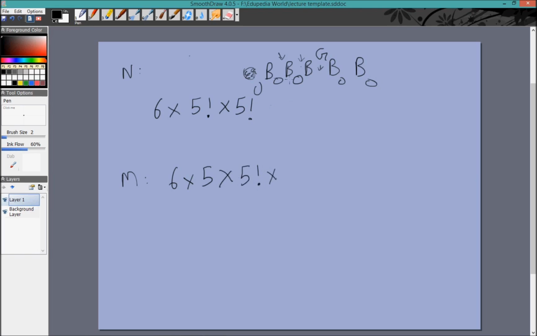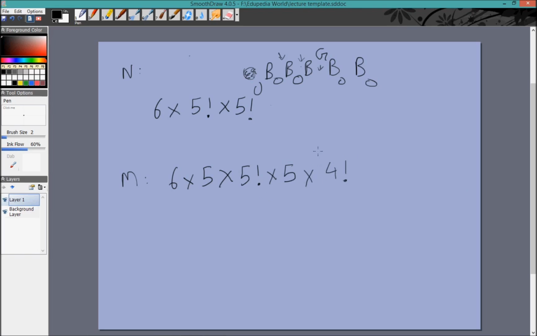Now let's look at the girls. We had 5 girls and we took one and put it separately. So we could have chosen one of 5 girls to separate from the others. So there are 5 choices for that. And once we've done that, the other 4 girls can be arranged in 4 factorial number of ways. Right? So this is the value of m.